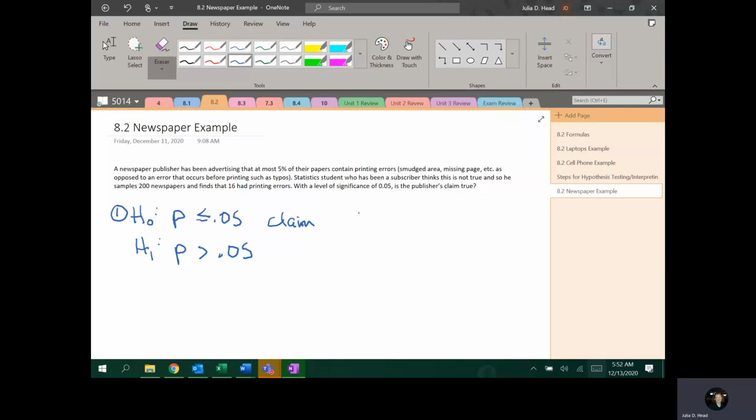The second step is to determine the tails and the distribution. Since it's proportions, it's a z distribution, that is a standard normal distribution with a mean at 0 and a standard deviation of 1.